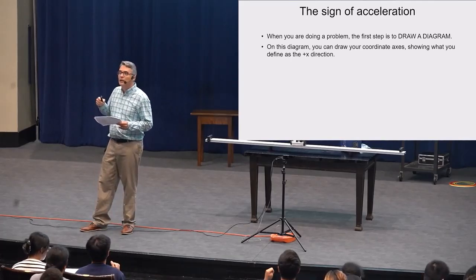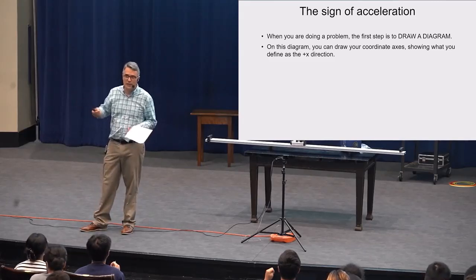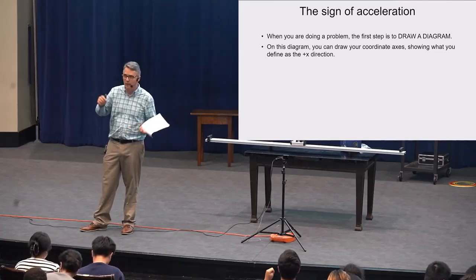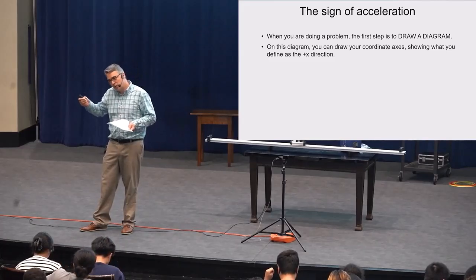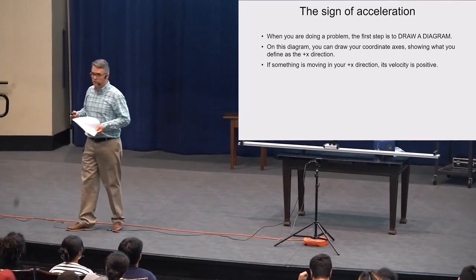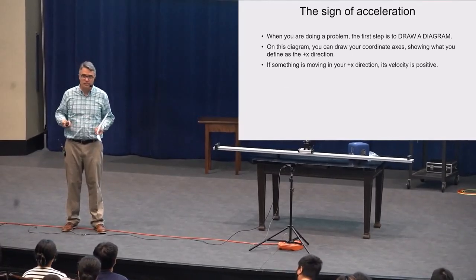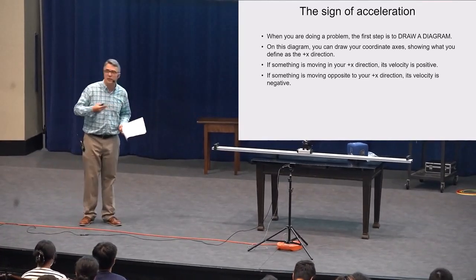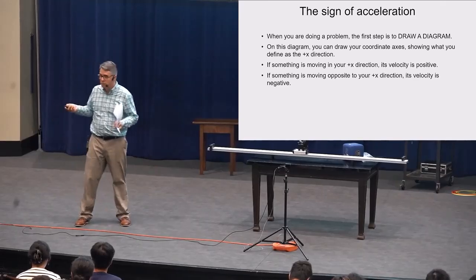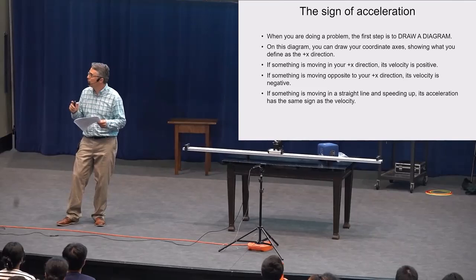When you draw a diagram, you should label your axes. You should define a coordinate system somehow. You can put your X and Y or whatever. And when you put little arrows on it, you are defining what the positive direction is. So then, if something's moving in the plus X direction, you say its velocity is positive. If it's moving in the opposite direction, say the velocity is negative. Makes sense?